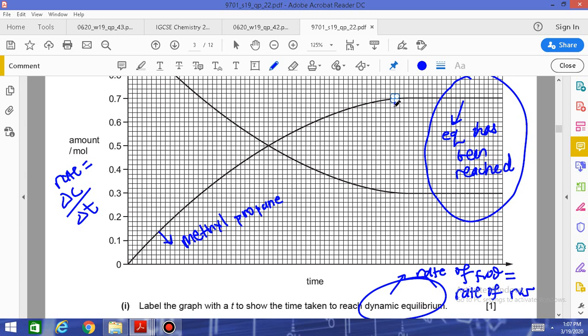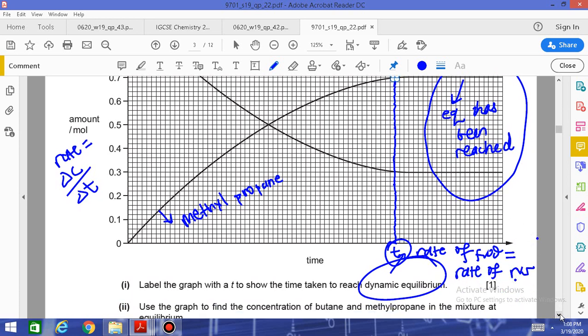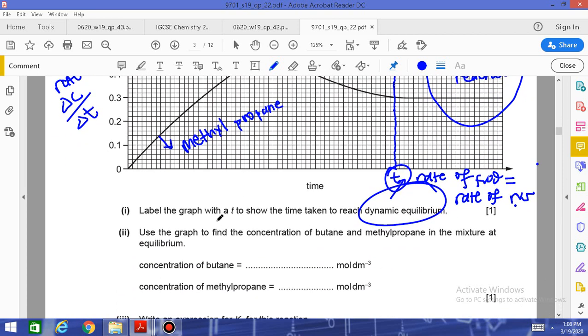Okay, so it's about this one. So you have to use a ruler. Okay, so you have to label the graph with a T. The first point when the equilibrium has been reached, so it's about this one. Okay, next. Use the graph to find the concentration of butane and methyl propane in the mixture at equilibrium.